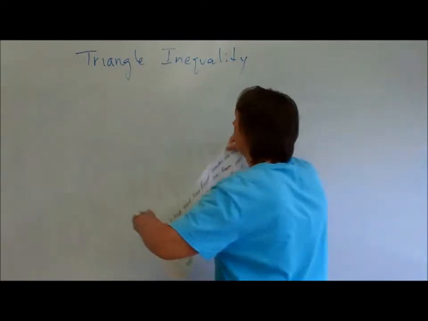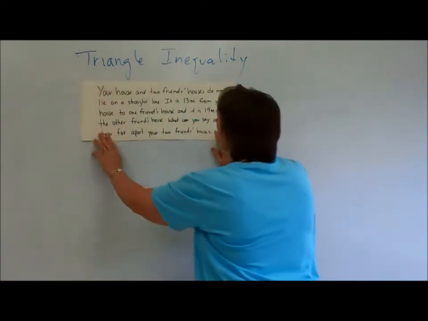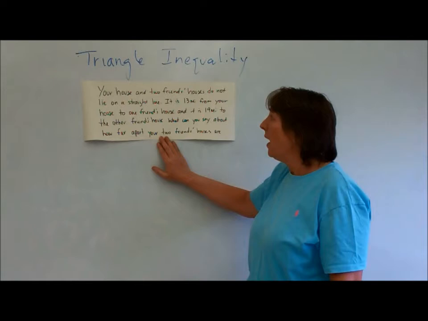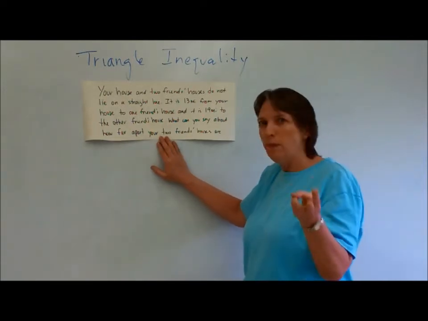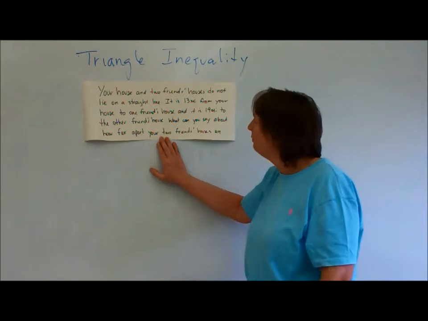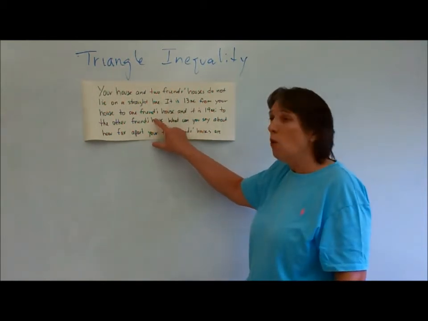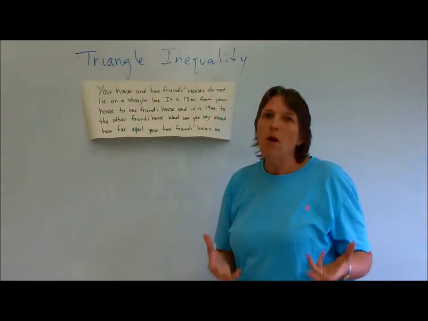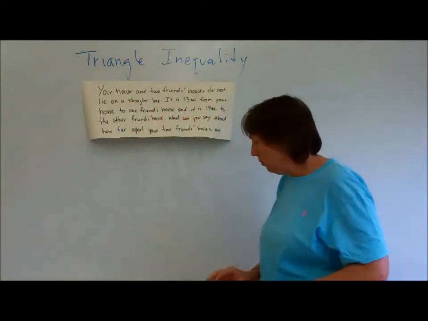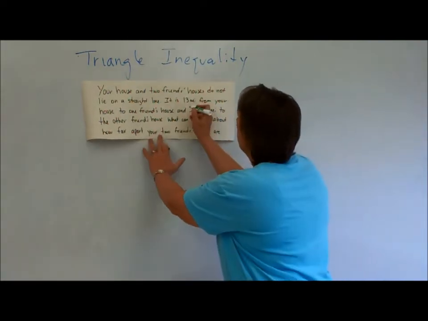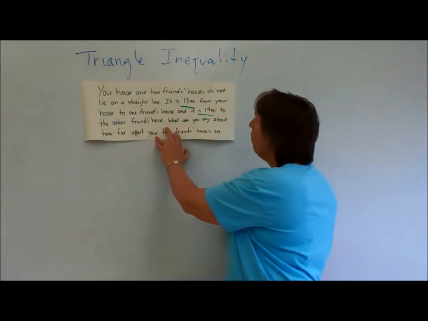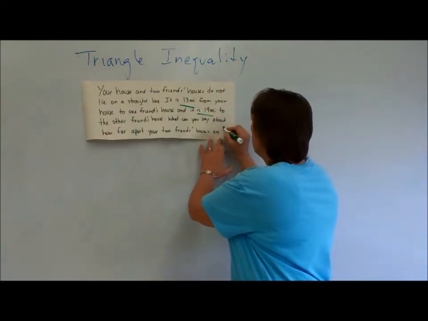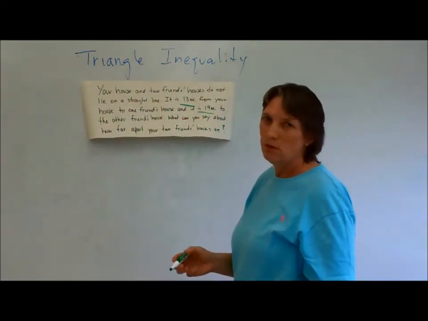Now we have a word problem. It says your house and two friends' houses do not lie on a straight line. Three people, not a straight line, triangle. It is 13 miles from your house to one friend's house, and 19 miles from your house to the other friend's house, because you are the pivotal point. What can you say about how far apart your two friends' houses are? So let's draw the triangle.